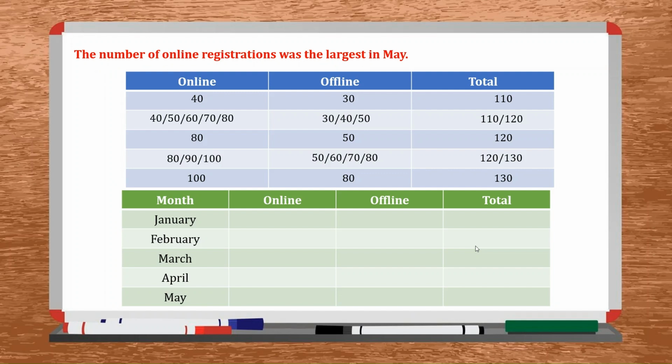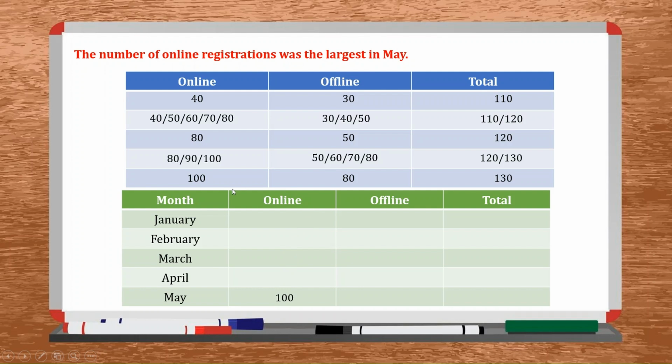We have just converted the information into a format from where we can easily identify the information and fill it out. Now, the number of online registrations is largest in May. So the largest number of online registrations is 100, so I'll be placing 100 here. Since this is the largest, no other month would have the value of 100.